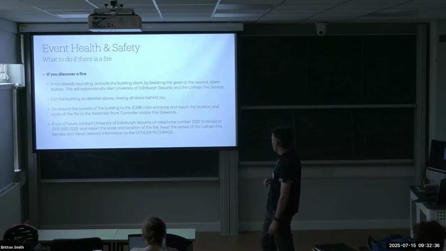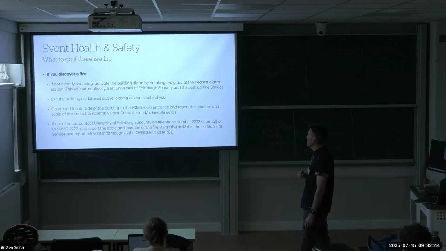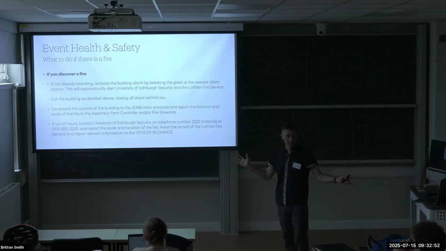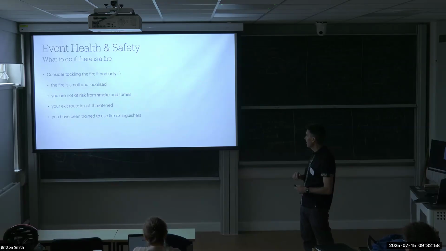Go around the outside of the building to the JCMB main entrance and report the location and scale of the fire to the assembly point coordinator and/or fire stewards. If out of office, contact University Security at that number and report the scale and location of the fire. I think the units of the scale, maybe you can give it a star system, 0 to 5 stars, a rating of 1 out of 10, perhaps.